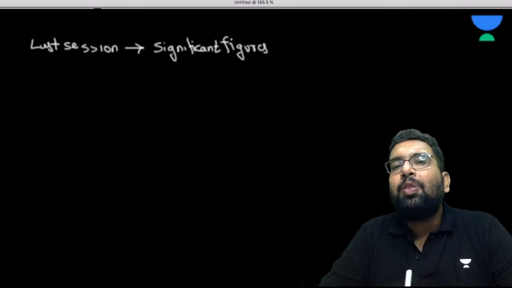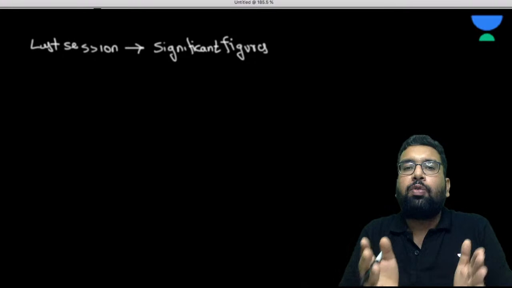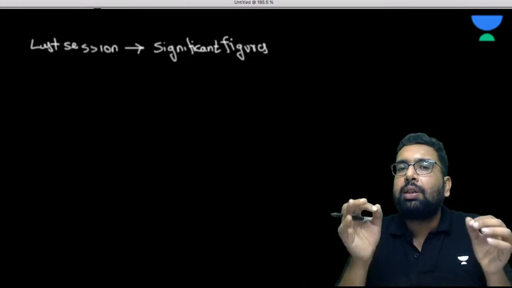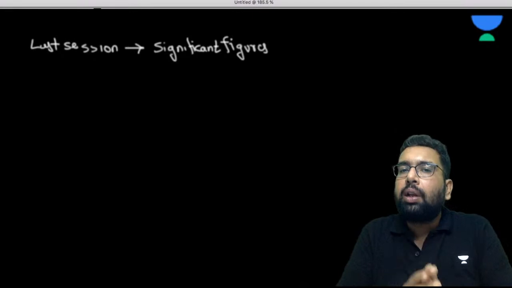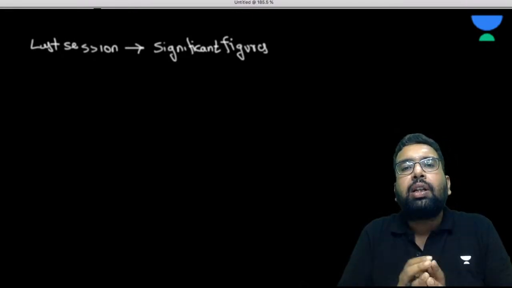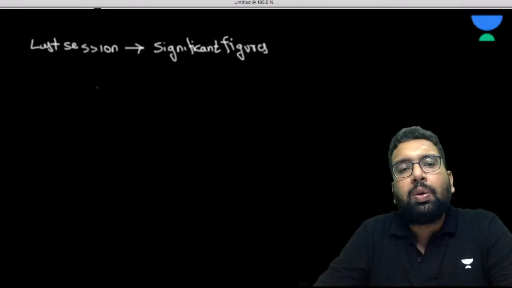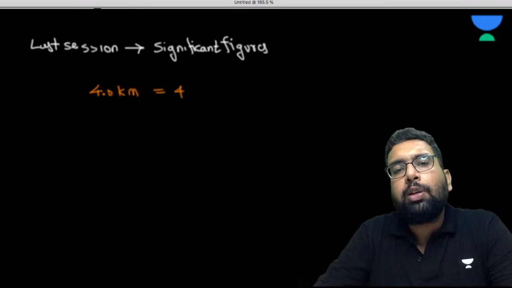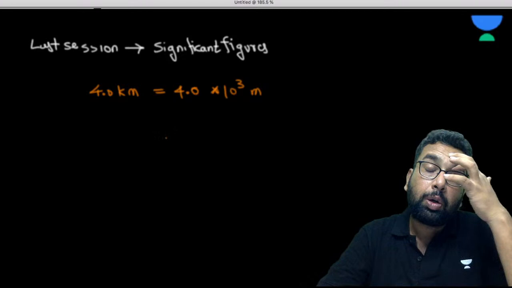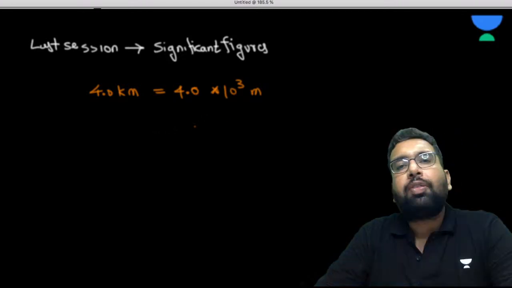The last rule was that while you convert the unit from one system to another, you must keep in mind that during the conversion the number of significant figures must not change. So in the last session, I told you that 4.0 kilometer is equal to 4.0 into 10 to the power 3 meter. This is a correct conversion in terms of significant figures, because in both of them the number of significant figures is the same.